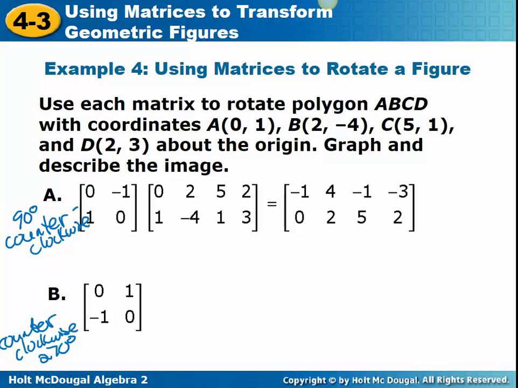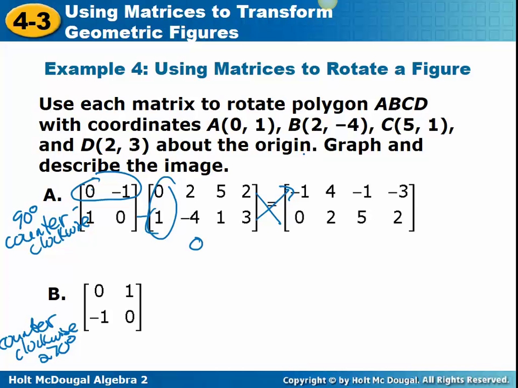So in A, when you multiply, look at what happens. Doing this multiplication, this first time, oops, I circled the wrong one. This row by this column, 0 times 0 is 0, negative 1 plus 1 is negative 1. Basically, you're flip-flopping where these two rows go, but you're also taking the opposite sign of the bottom one.